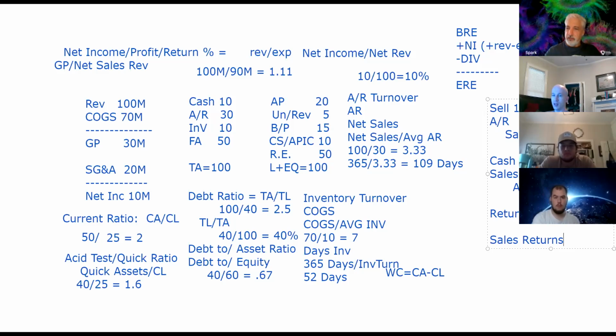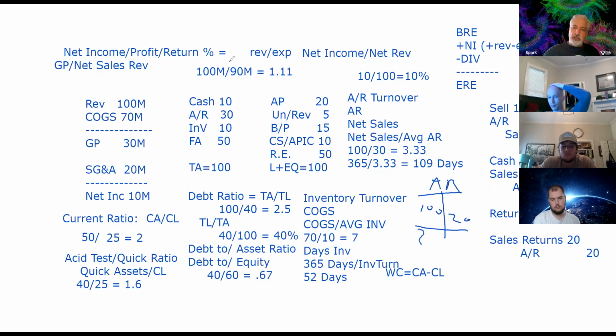I've got sales returns of $20, and I've got to reduce my accounts receivable by $20. So now, what's the balance in accounts receivable? 80. I now have accounts receivable that started at 100, and I credited 20. I've got $80 left sitting in my AR.